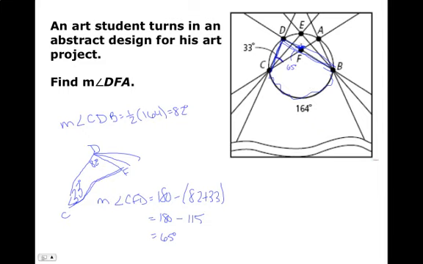If you remember, we're trying to find this angle. We know that these two angles here are a linear pair, which makes them supplementary. So all we have left to do to find the measure of angle DFA is to take 180 minus 65, and we get that the measure is 115 degrees.